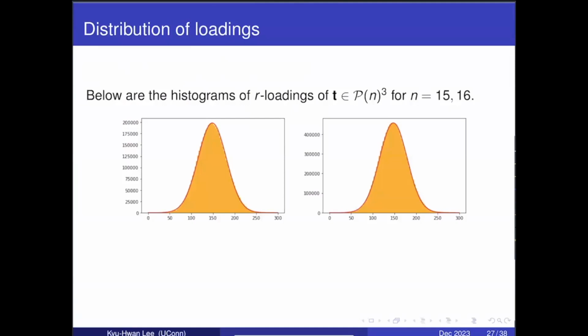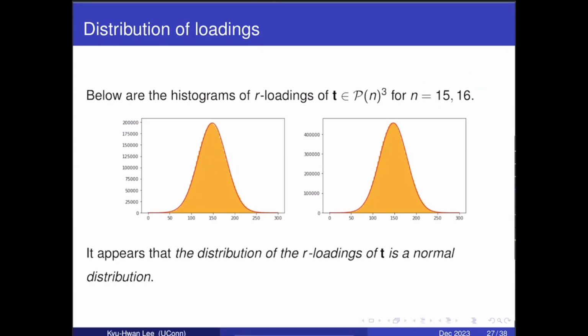These are the histograms of R loadings of the triples when n is 15 and 16. Even if you sketch it for other values of n, the pictures are all the same. So we have these pictures. Then clearly we can make a conjecture that the distribution of the R loadings of the triple of partitions is a normal distribution.